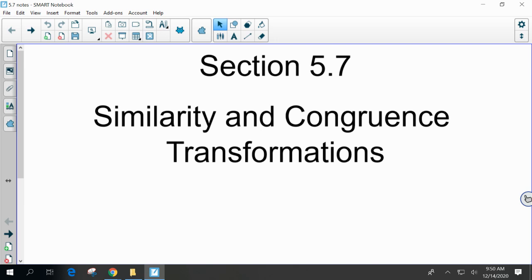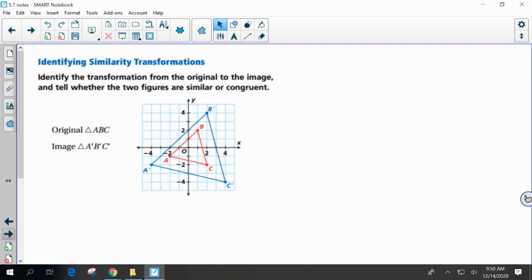And then we learned about reflections. We learned about either a reflection over the y-axis, which would go like this, or reflection over the x-axis. We learned about those 2 reflections. So we're going to work with those again today. So identify the transformation from the original to the image. So this is going from red to blue.